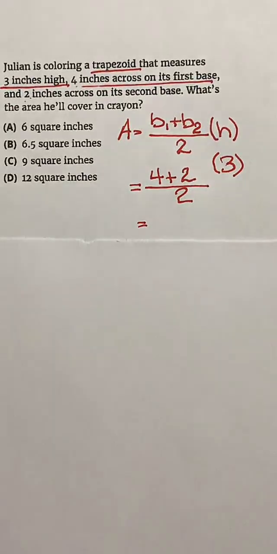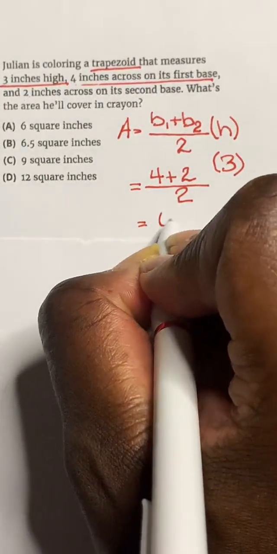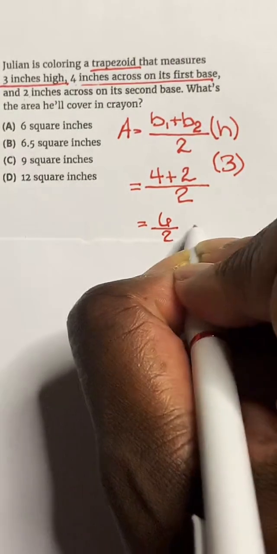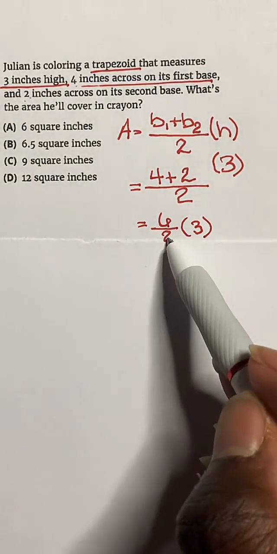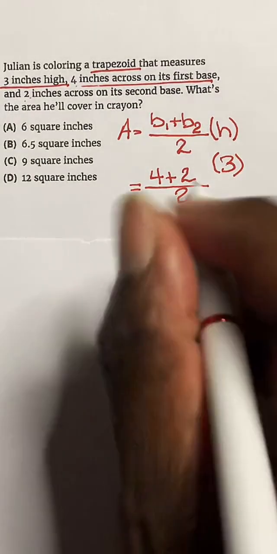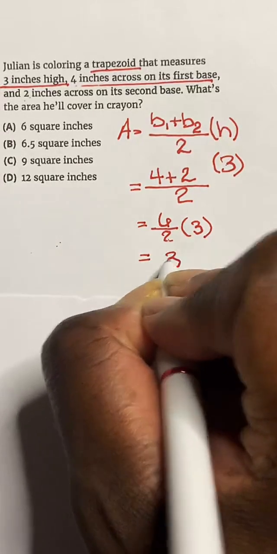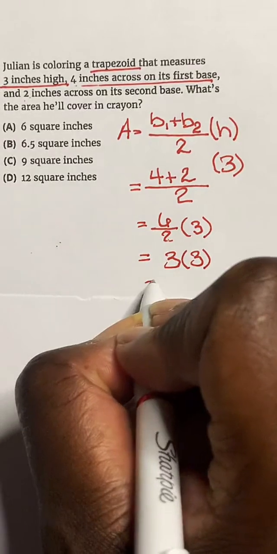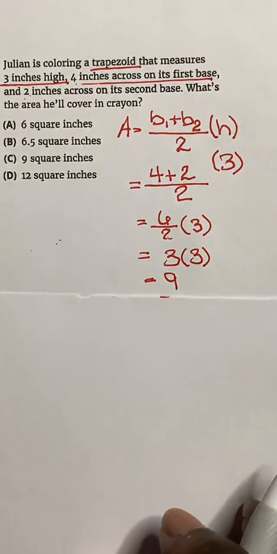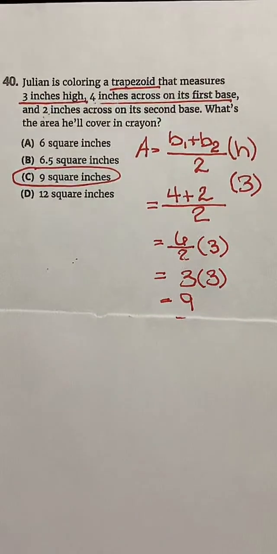So now, let's go. 4 plus 2, that gives me 6. Divided by 2 times 3. So now we got 6 divided by 2. Well, that gives me 3. And 3 times 3, that gives me 9. All right, so your answer is going to be C, 9 square inches.